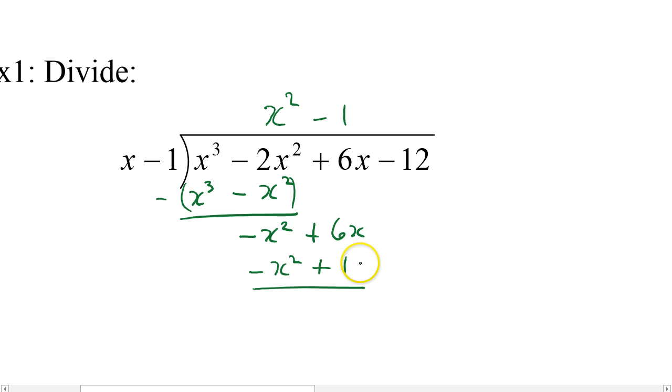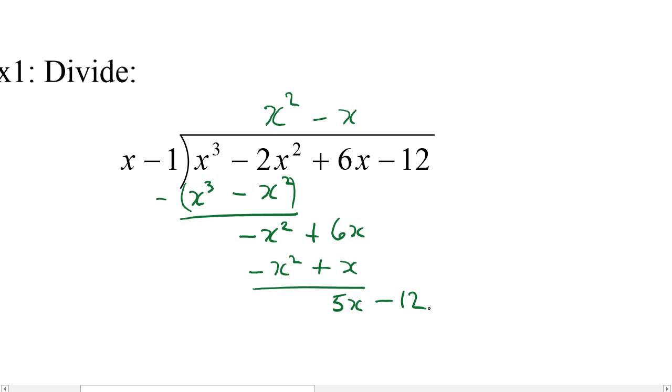Oh, did I do this right? Oops, I did make a mistake. This should be not negative 1, but negative x. So negative x times x is negative x squared. Negative x times negative 1 is positive 1x, positive x. Okay, now I'm ready to start subtracting. So these are going to cancel each other out. 6x, take away a positive x, will give me 5x. Now I bring down my minus 12.